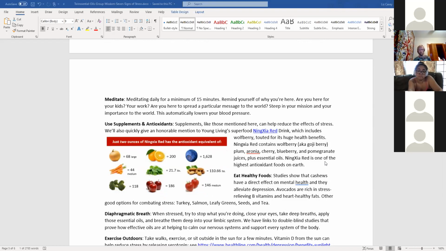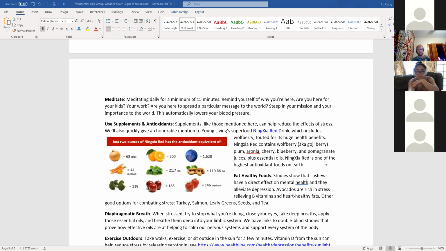In just 2 ounces, this is the antioxidant equivalent of just 2 ounces of Nature every day on this little graphic on the left here. Unbelievable, right? Like 1,628 blueberries. What? Dude, nearly 111 pounds of almonds, the antioxidant equivalent in this little packet right here. Unbelievable. So definitely eating healthy foods, taking our supplements, drinking our Nutra.